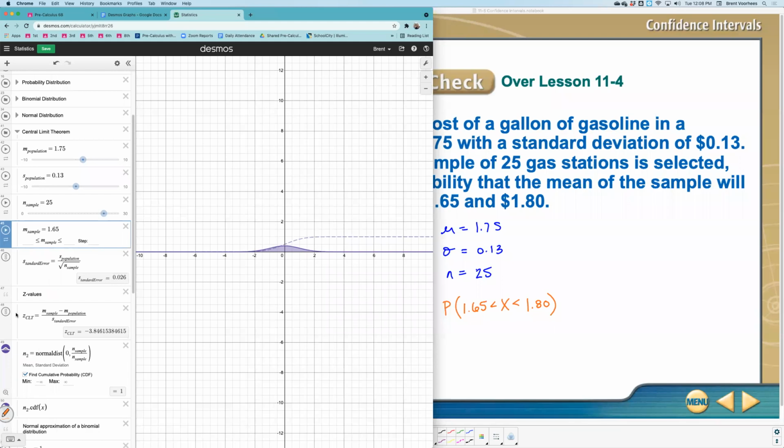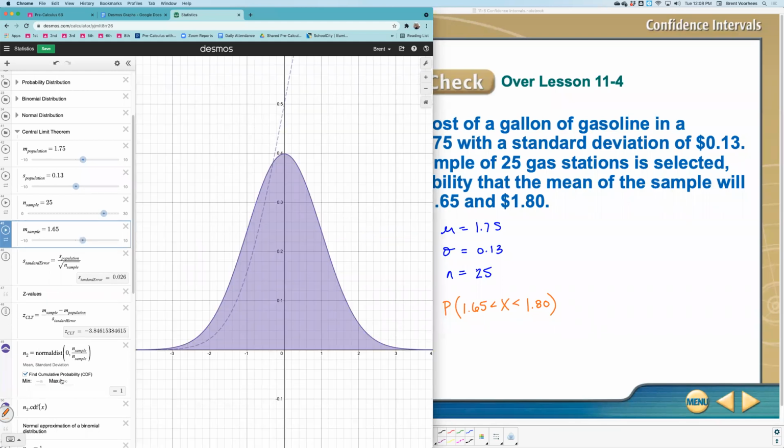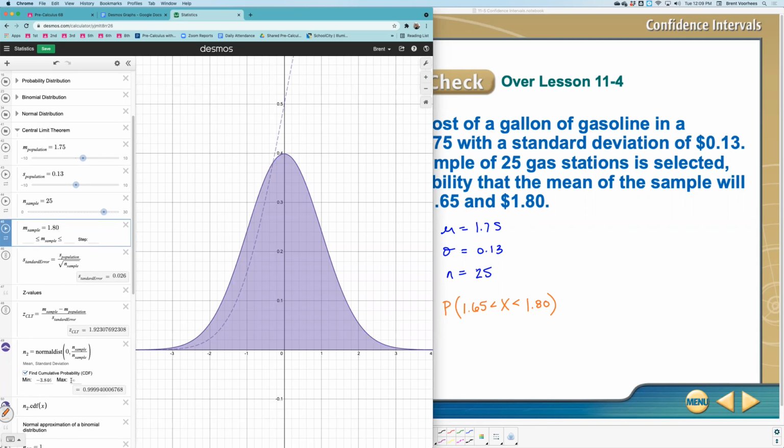So what we learned last time, I'm going to come over here just so you can see the distribution. I'm going to type in the Z value right here. So we want all prices in between the Z value, negative 3.8461538. I'm just going to stop there. And let's find out the maximum now. We want the maximum mean value of $1.80. So I'm going to come back over here and put $1.80. Standard error is still the same value, but this time the Z value would be 1.92. That would be the maximum.